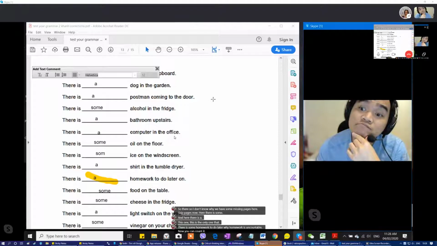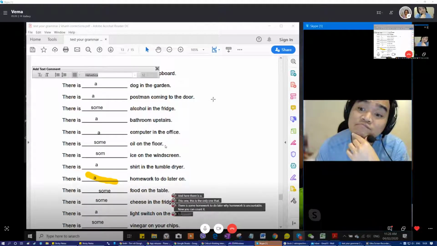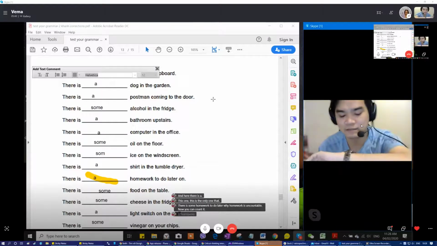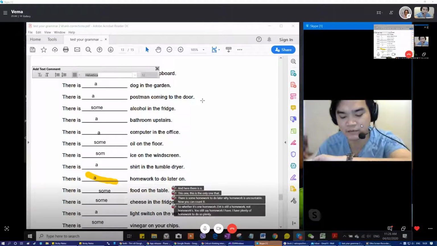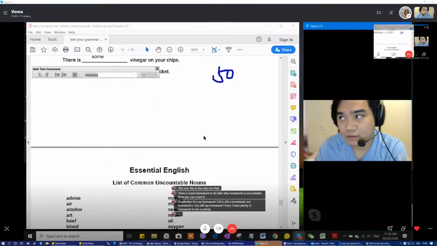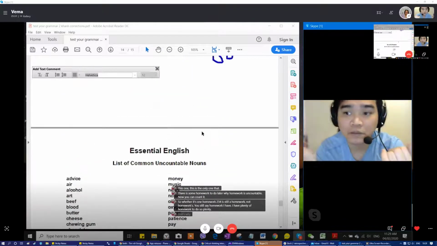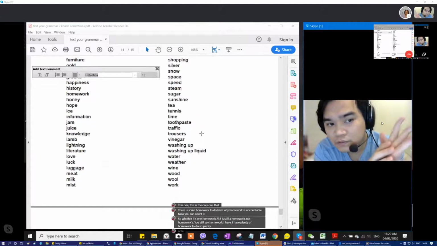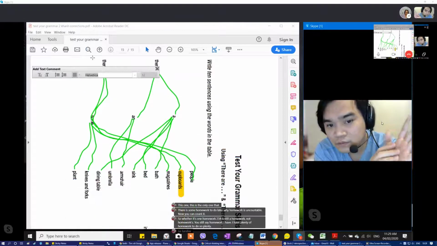So whether it's one homework, two, three, four, it's still homework, not homeworks. You still say homework. I have plenty of homework to do. So plenty, but homework. I thought it was countable. So it's uncountable. So these are the words which are uncountable. So take note of them. Be familiar with them. This one, hold on.